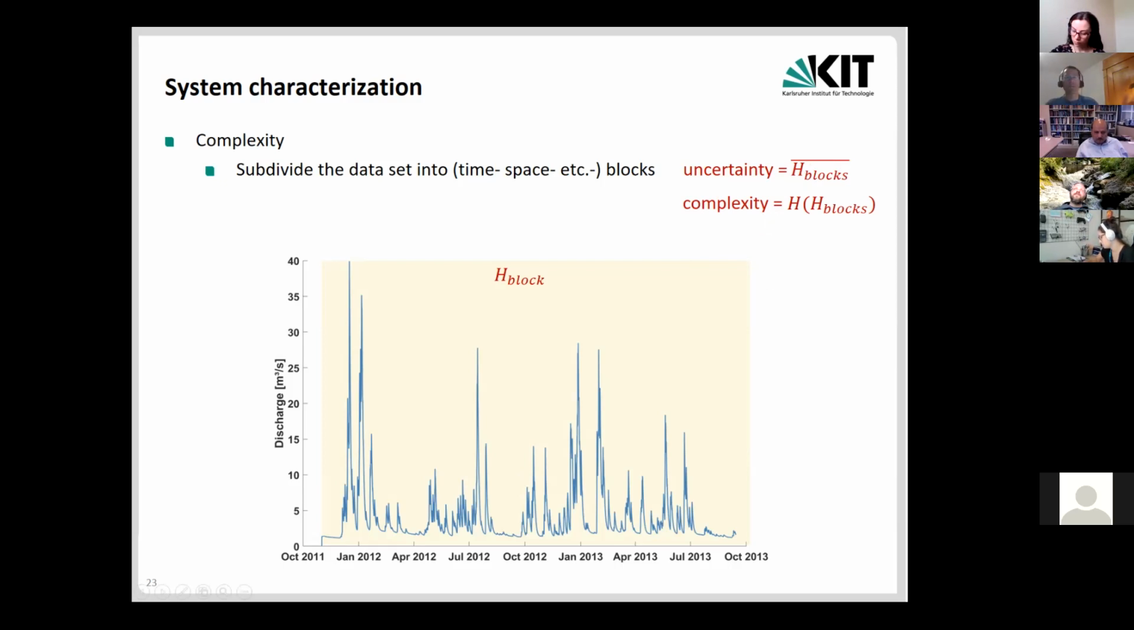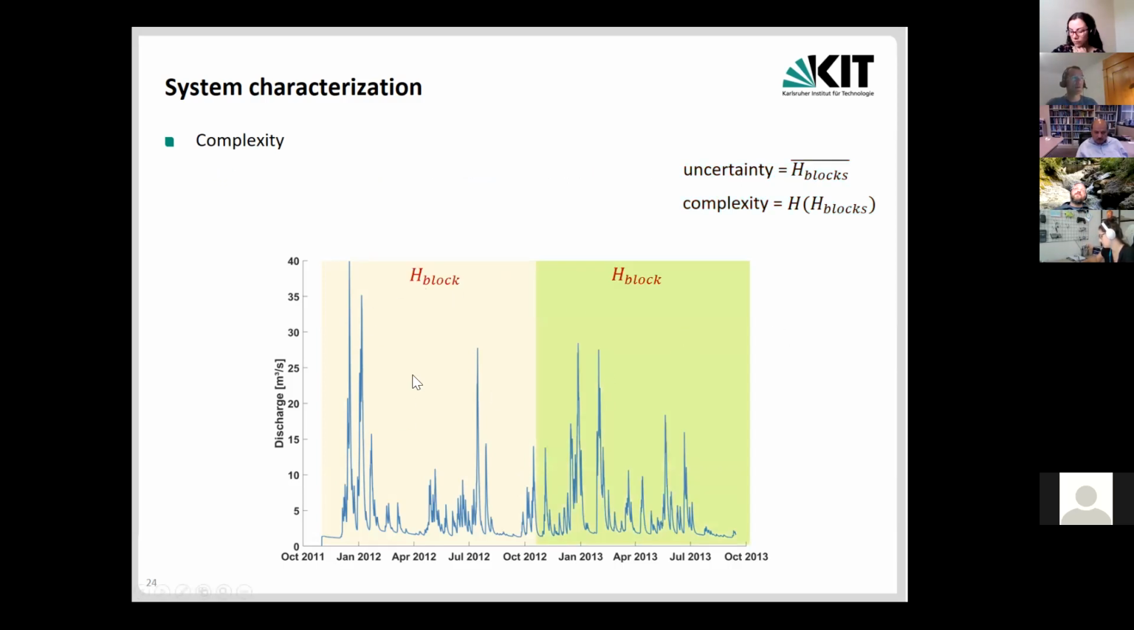Now, of course, it's simple for a single block. But if you divide the data into two blocks, you already have something to calculate a mean of and something to calculate an entropy from. And then I just did that for more and more blocks until each point in time was in its own little block.